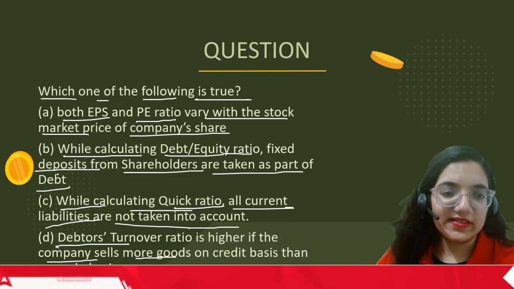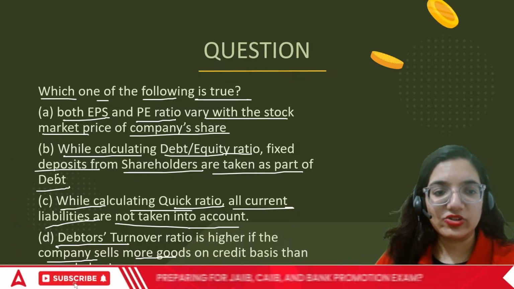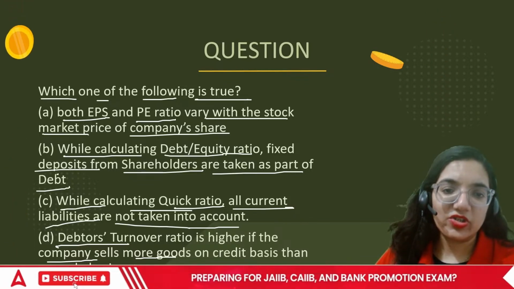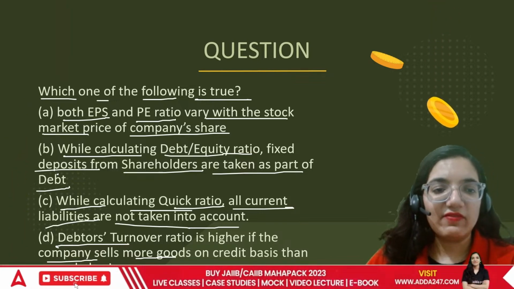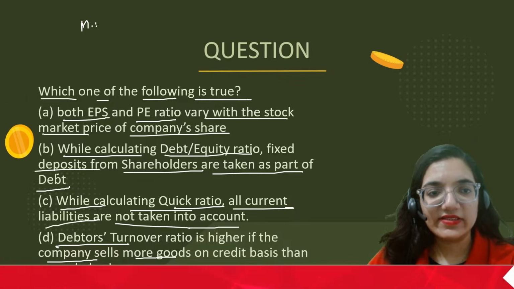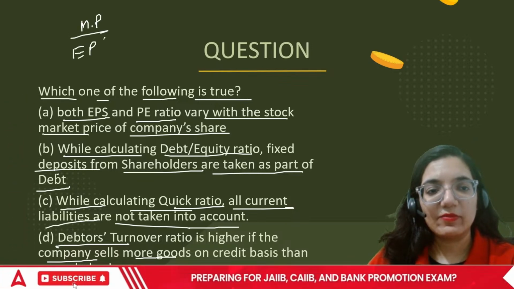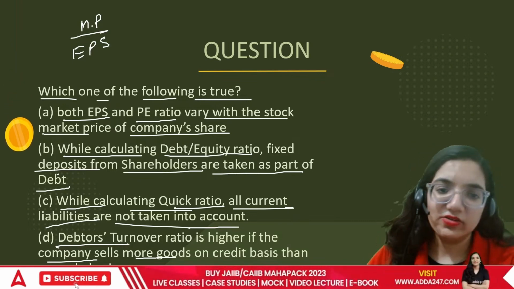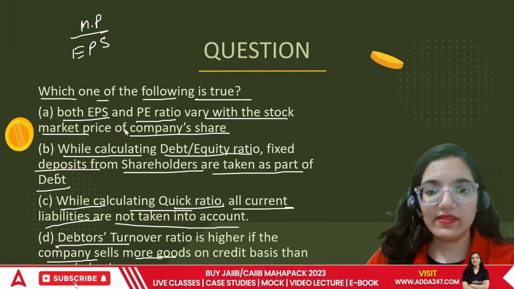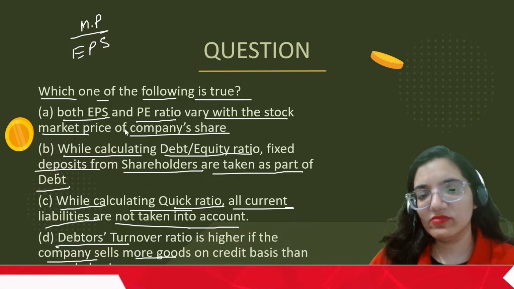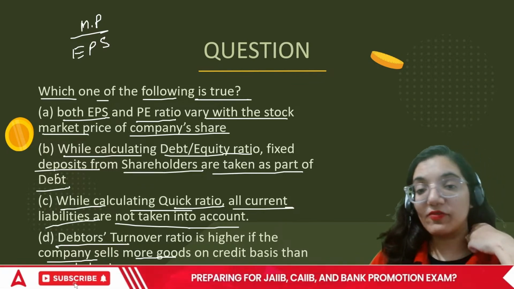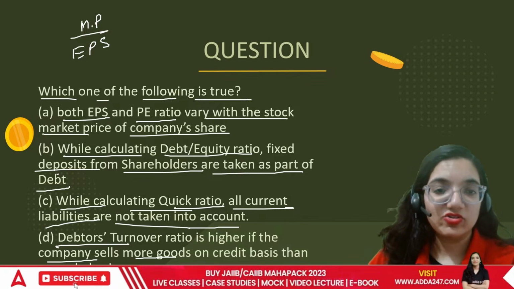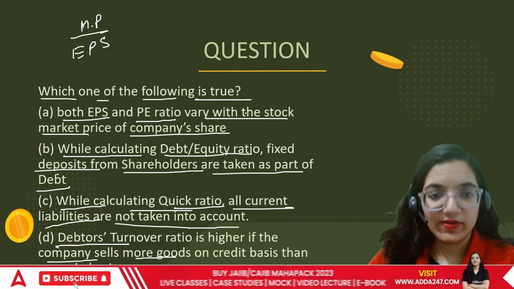Okay, let's look at both EPS and PE ratio. EPS is earning per share, while PE ratio is price earning ratio, where we have market price divided by earning per share, which varies with the stock price. When the stock price changes, EPS is something which is related to the area of profit. It is not related to this area. So I think this part is definitely wrong.